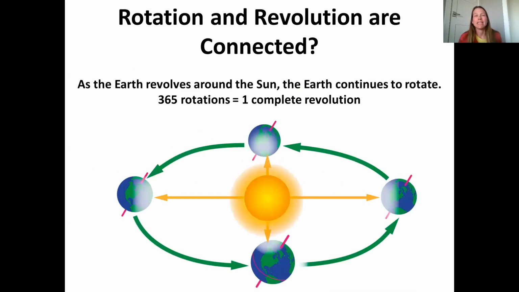Okay. Rotation and revolution are connected. Okay, so as the Earth revolves around the sun, the Earth continues to rotate. Okay, so here we have our Earth revolving around our sun, and while it's going around the sun, it is continuing to rotate or to spin. So every 365 rotations or spins will make one complete revolution around the sun.